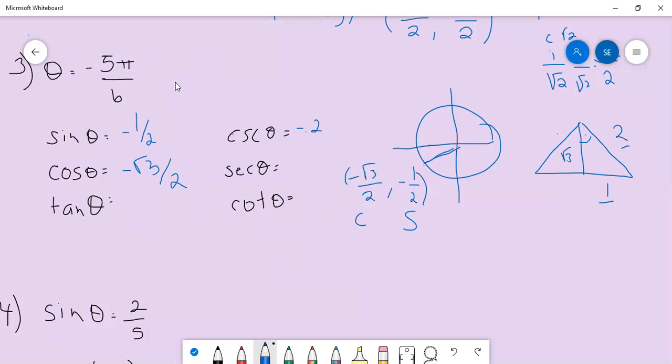And our secant is going to be 1 over our cosine. So we're going to take the reciprocal of our cosine, which is, just going to write this over here, secant theta is going to be the reciprocal, so this is going to be -2/√3, but then we need to normalize this, √3 times √3. So this is going to be 2√3/3, and this is going to be negative. So that's our secant, -2√3/3. And our tangent is just going to be, our tangent is our sine over our cosine.